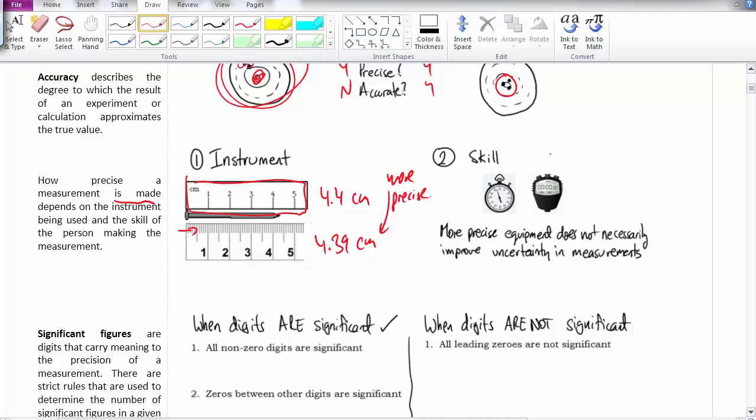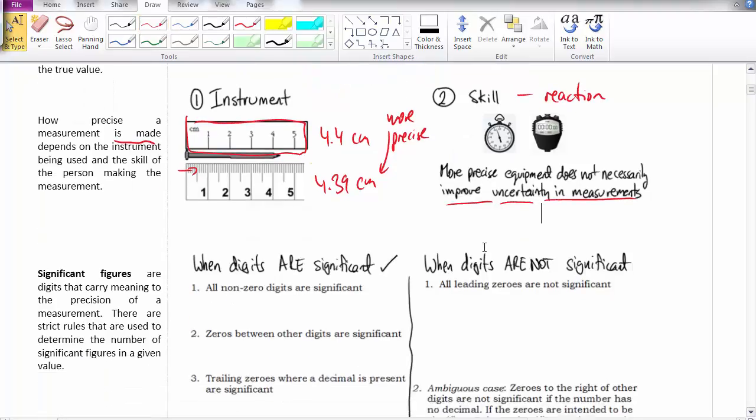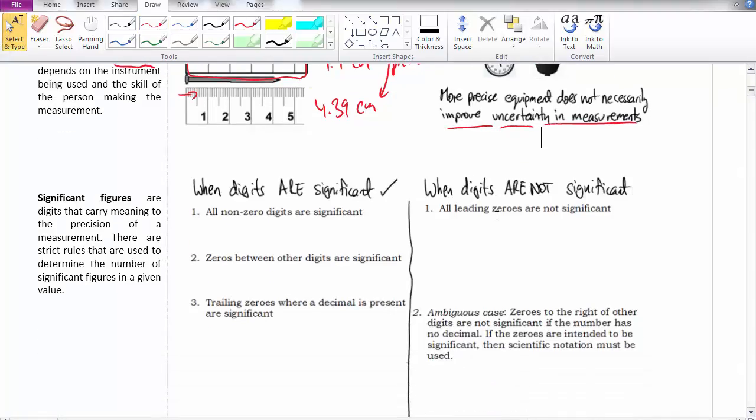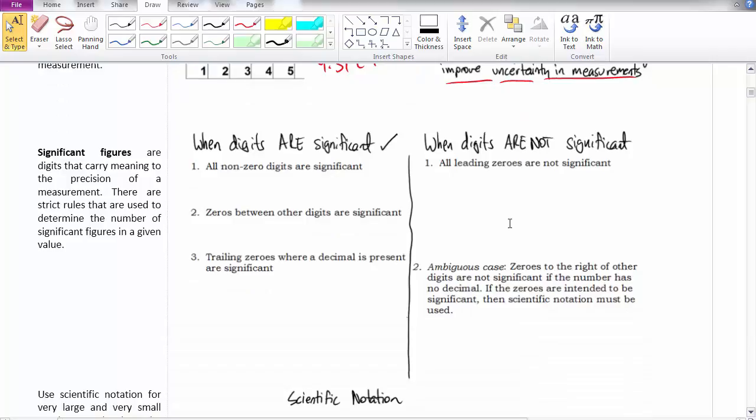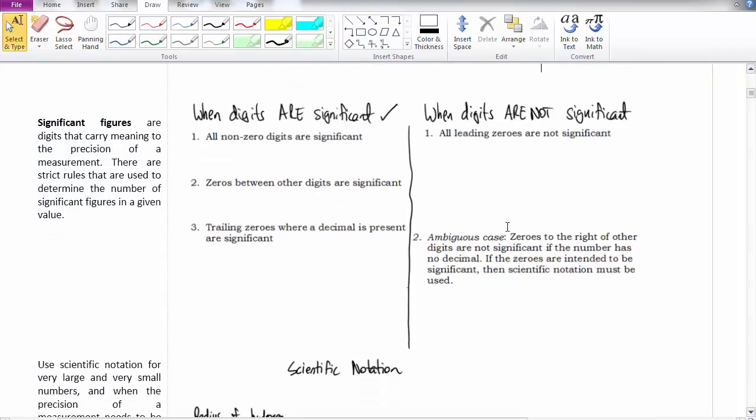But it not only depends on the instrument, it also depends on the skill. In this example, if you have a stopwatch, it's reaction time. So if you have more precise equipment, this does not necessarily mean that you're going to have something that's more precise. It doesn't necessarily improve the uncertainty in your measurement. A way to characterize or specify uncertainty and precision is through significant figures.